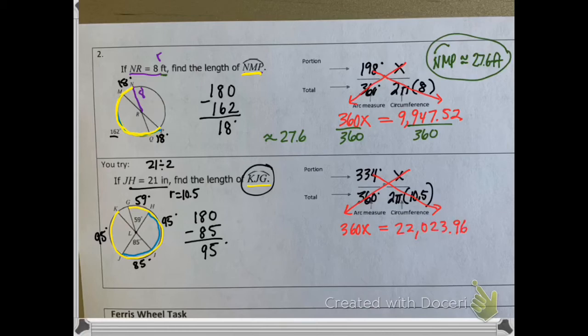22,023.96. And lastly, if you divide both sides by 360, you get approximately 61.2. So the length of KJG is approximately 61.2 inches. And how did I know inches? The units for the radius was inches.